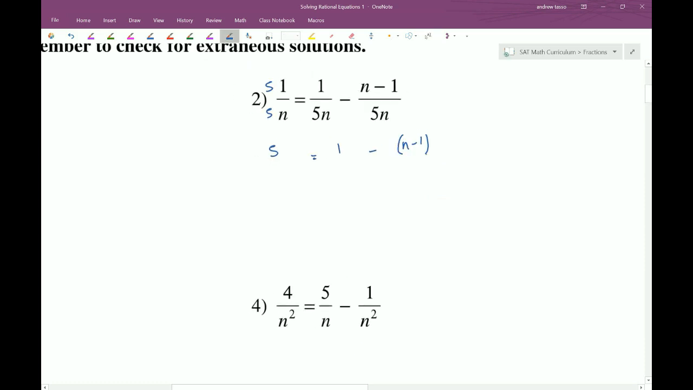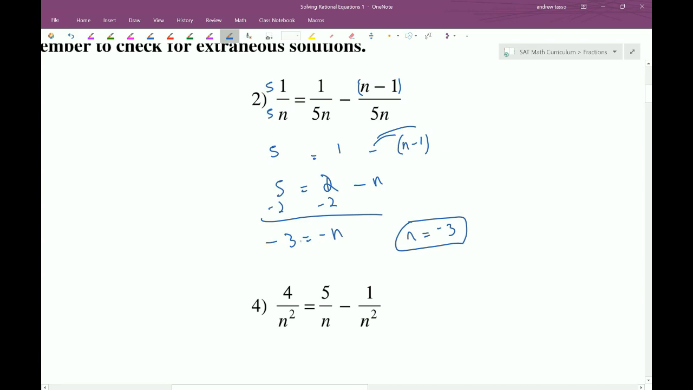Keep in mind that you need to put a parentheses on this guy. So anyway, we have 5 equals 1, and then the minus sign distributes, minus n plus 1. 1 and 1 makes a 2. And then we could subtract that 2 to get 3 is negative n, and we take the negative of the entire equation to get n equals negative 3. So we're switching every single sign.